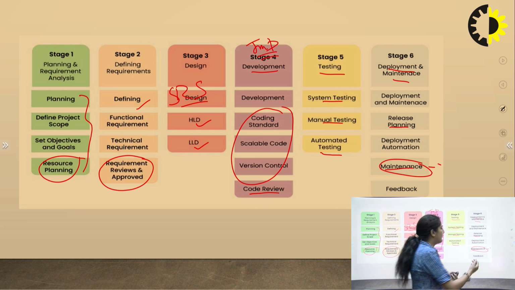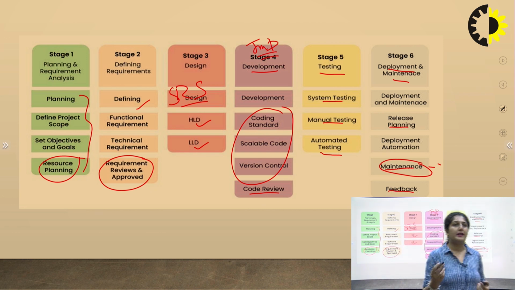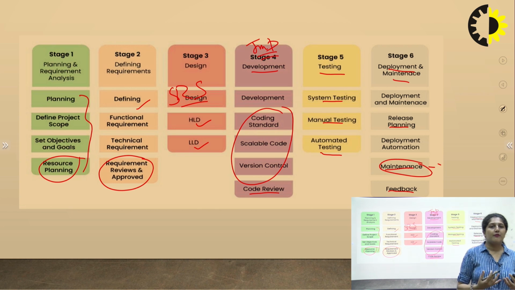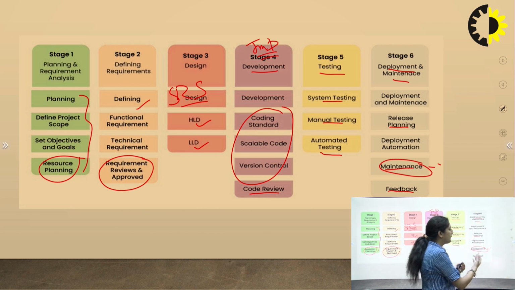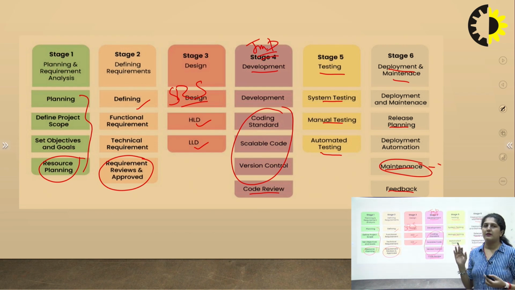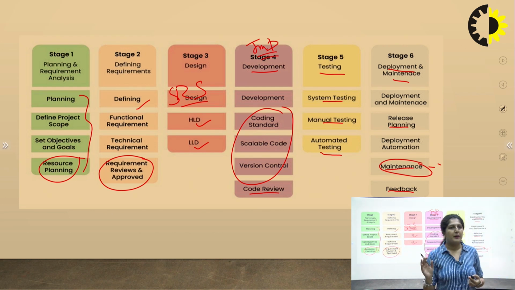And lastly, there will also be feedback from the customer, whether that software is working properly or not, is there any bug there, is there any more features the customer wants. So all comes under the feedback section. So these are the different types of stages we introduce while developing any software model.